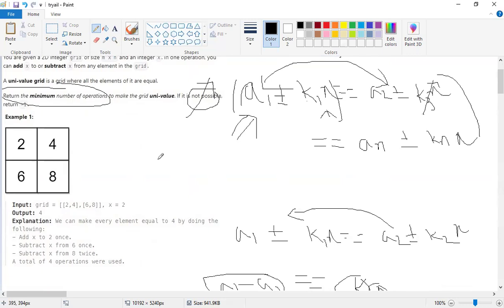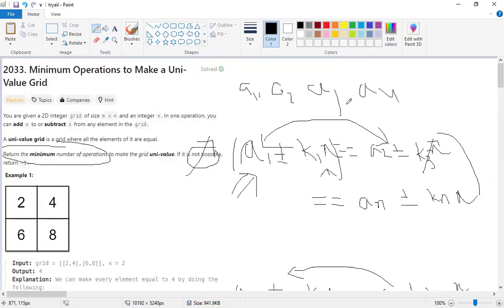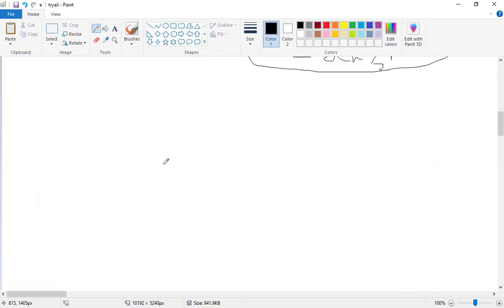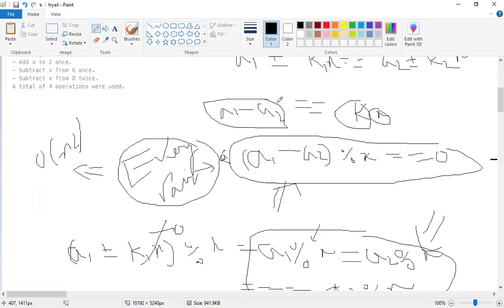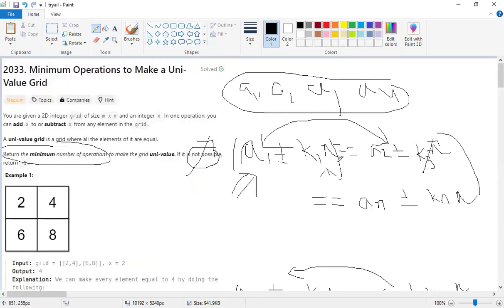To find the minimum number of operations, let's see this example again. We have A1, A2, AN, and we want to make these values equal somehow. What I am saying is, when we go to A1 plus minus K1x, some value will come, and the minimum operations we need to do is what we want to find.